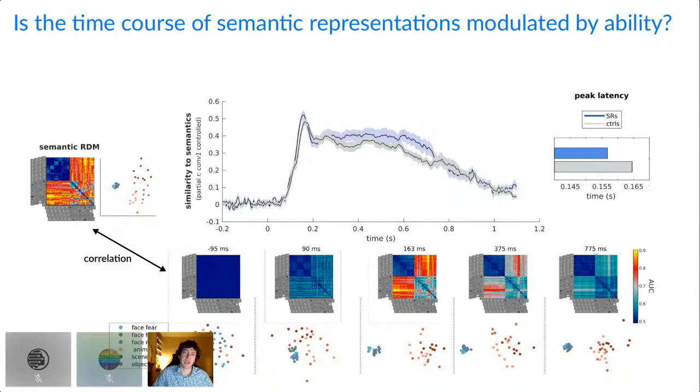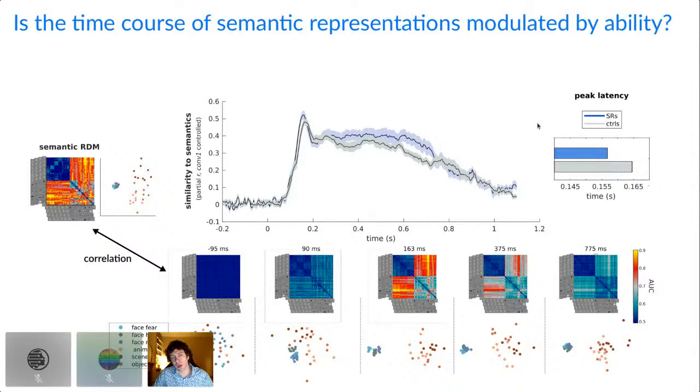And what I'm showing you here is, on the y-axis, the similarity between the semantic RDMs and the EEG RDMs. And here, notice Simon did a control for low-level properties using the first convolutional layer of a deep network. So this is a partial correlation.